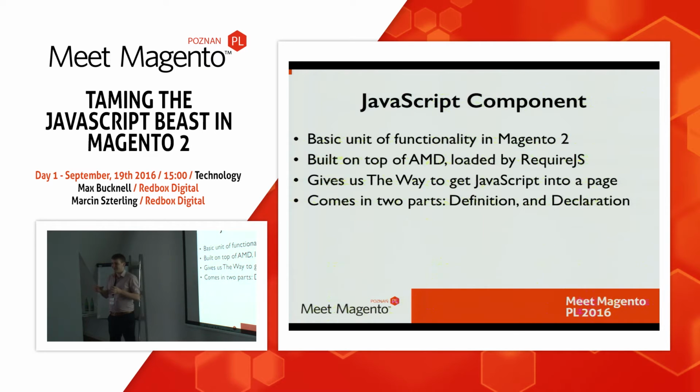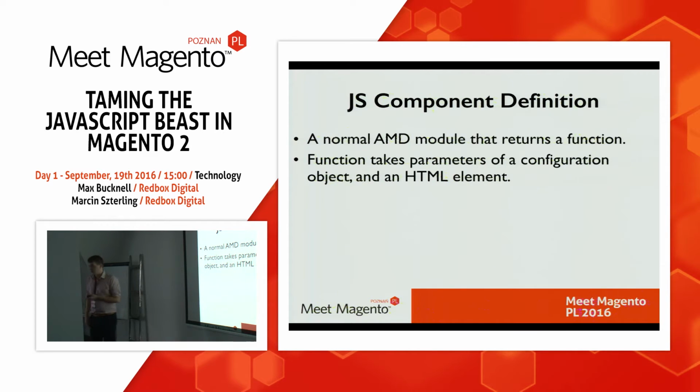It's not just living in this vacuum of perfect modularity, we need some kind of input and output. Magento did think of this, and they came up with a pretty nice solution actually. This is a bit of Magento special sauce on top of require.js and AMD, and it's called a JavaScript component. This is your basic unit of functionality in a Magento 2 store from a JavaScript point of view. It comes in two parts. We've got a definition, which is essentially an AMD file, and we've got a declaration, which is an instruction to Magento to load this file onto our page.